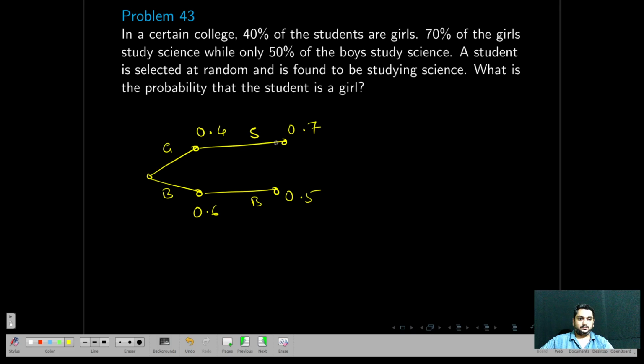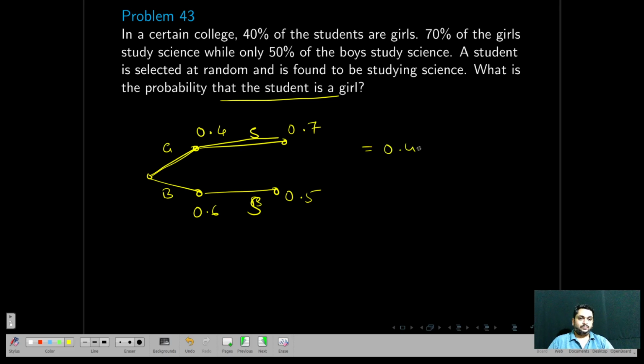Already they have given the science. Okay. Now, so there are no other paths. There is only one science. There is no maths here or any other subject they have mentioned. So this is the only path. What is the probability the student is a girl? This is the path they are asking.